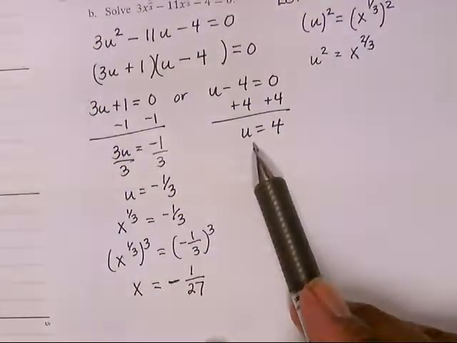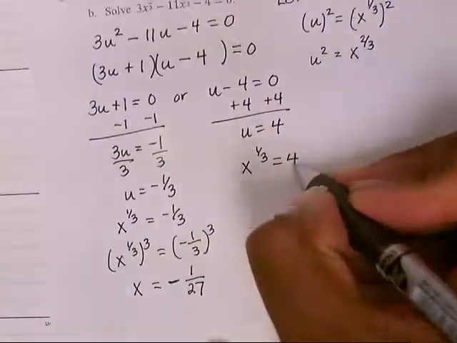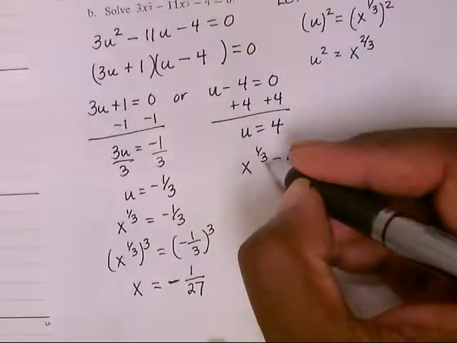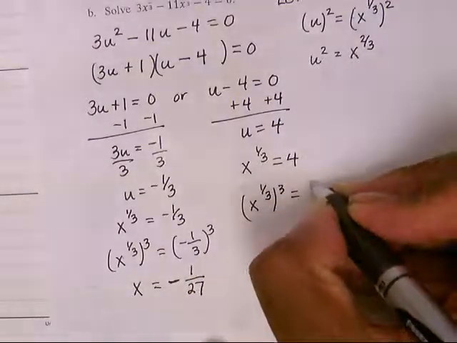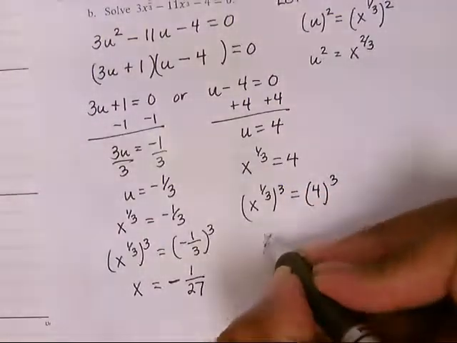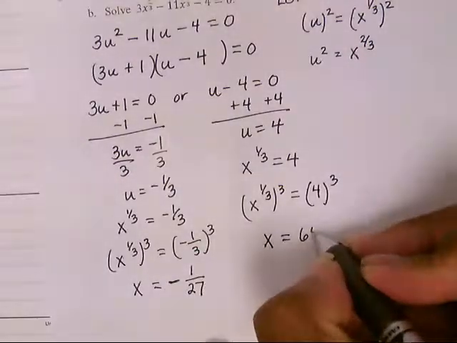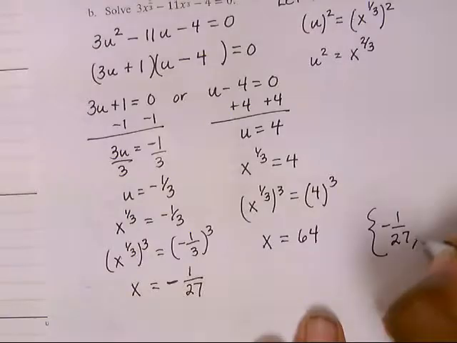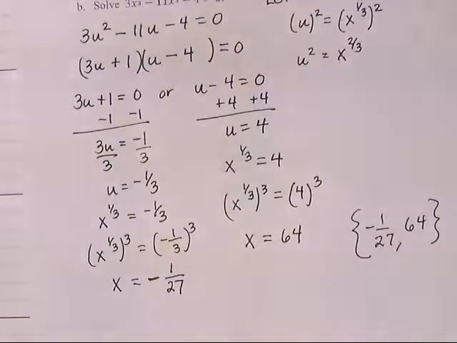Now for that u is equal to 4, again I let u equal x to the 1/3. So I replace that back. So I get x to the 1/3 is equal to 4. And now I need to solve for x. The reciprocal of 1/3 will be 3, so I need to cube both sides to get rid of that 1/3 and have x by itself. So x to the 1/3 raised to the 3rd would give me x. 4 cubed is 4 times 4 times 4. That's 64. So these are my two solutions to this equation. Negative 1/27 and 64.